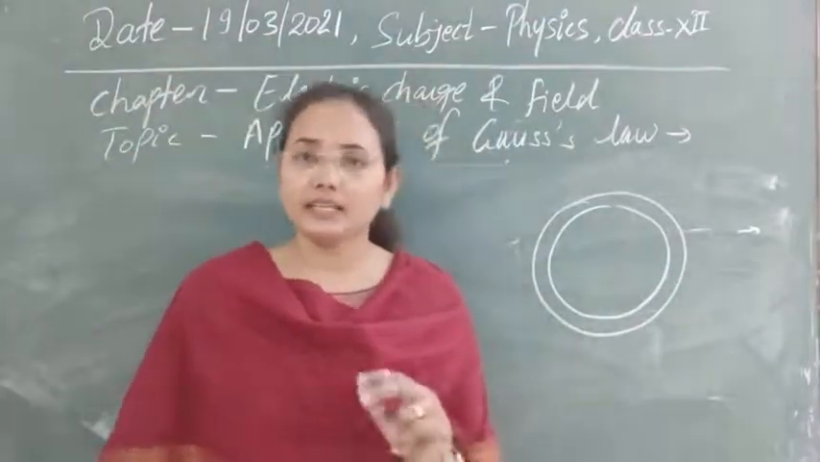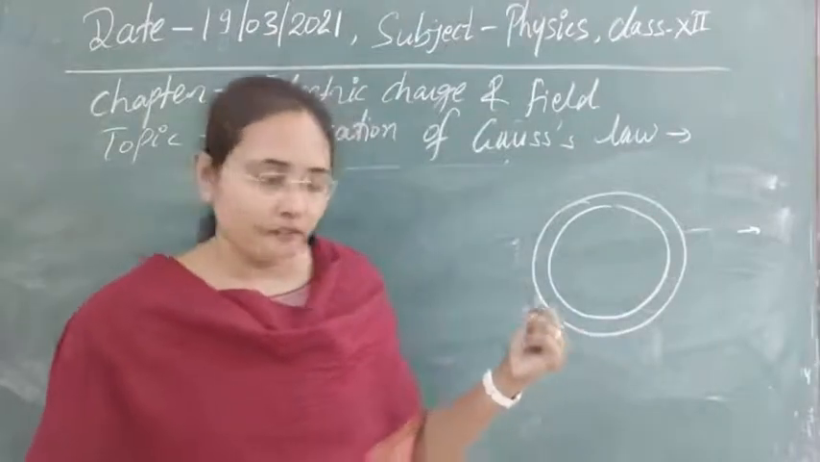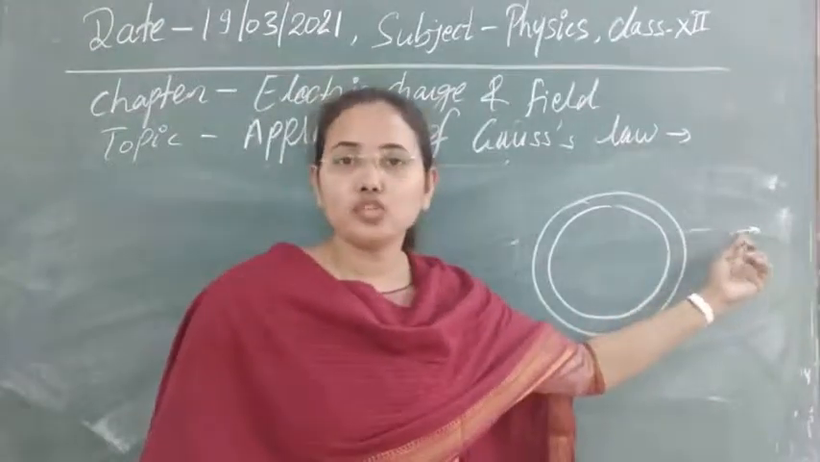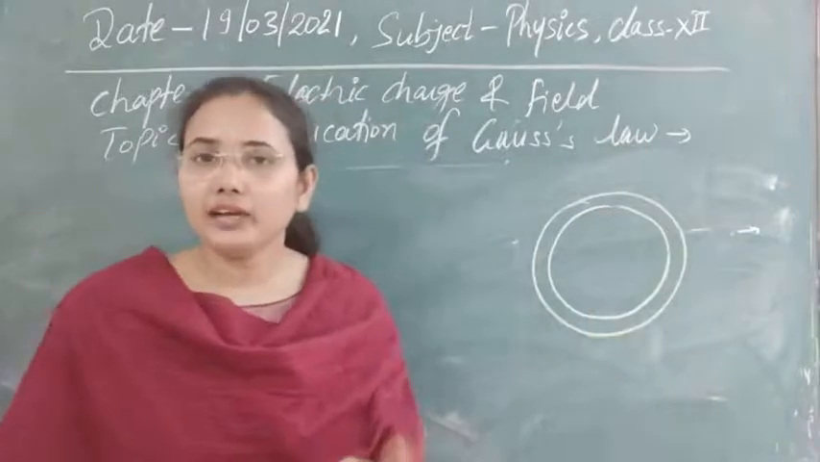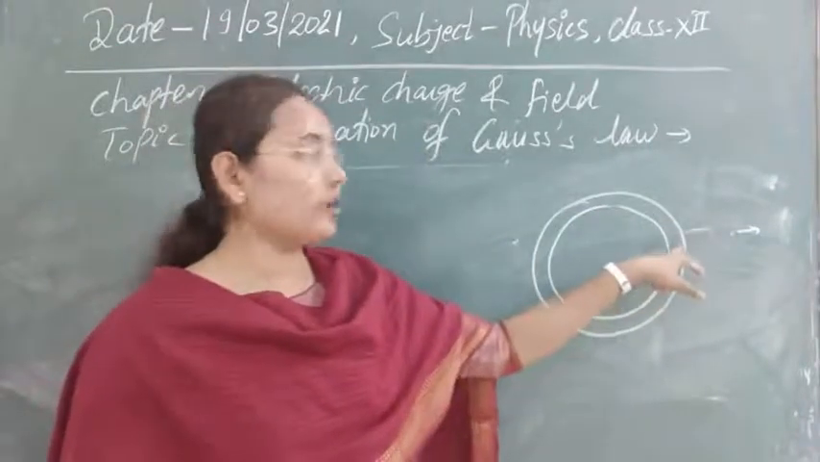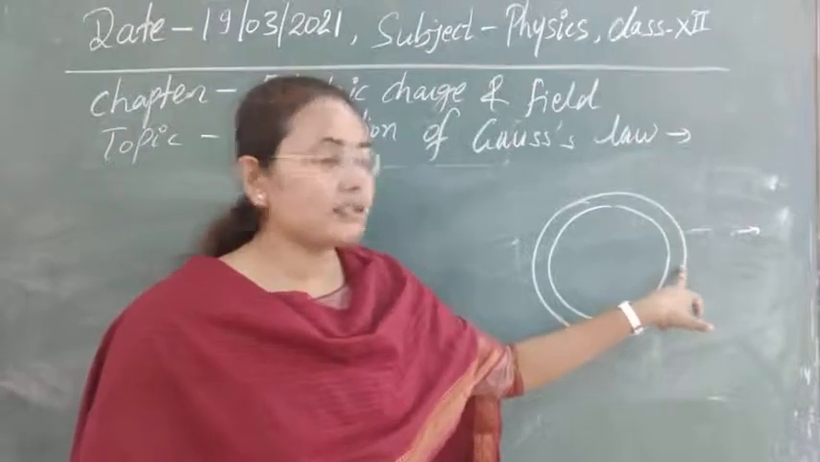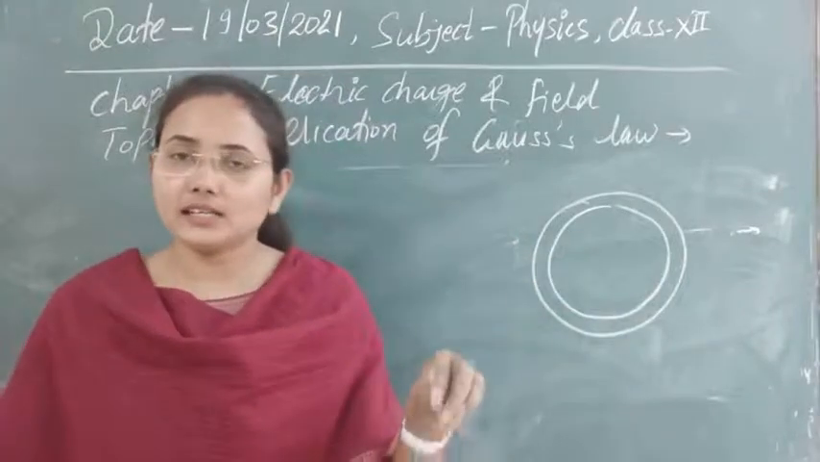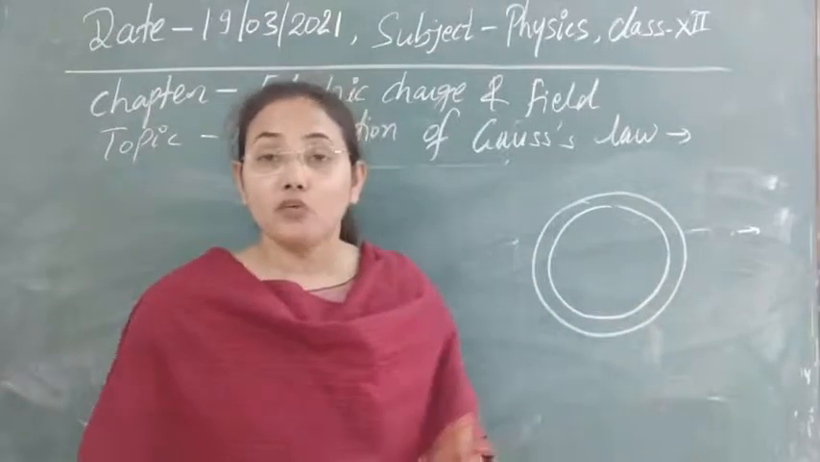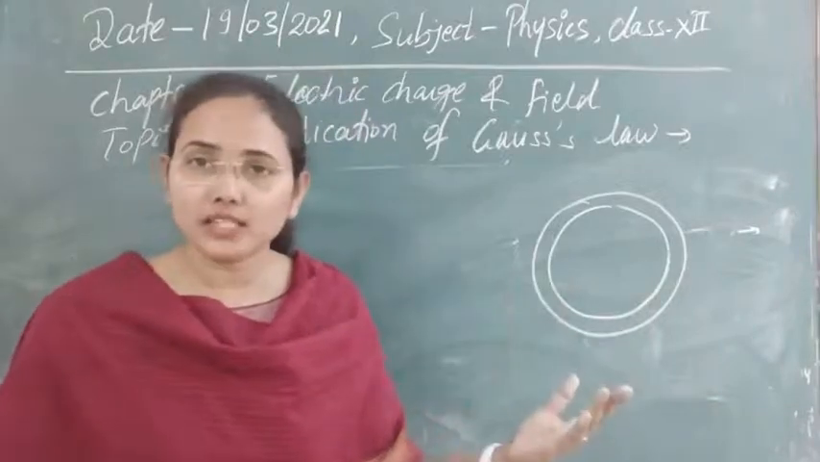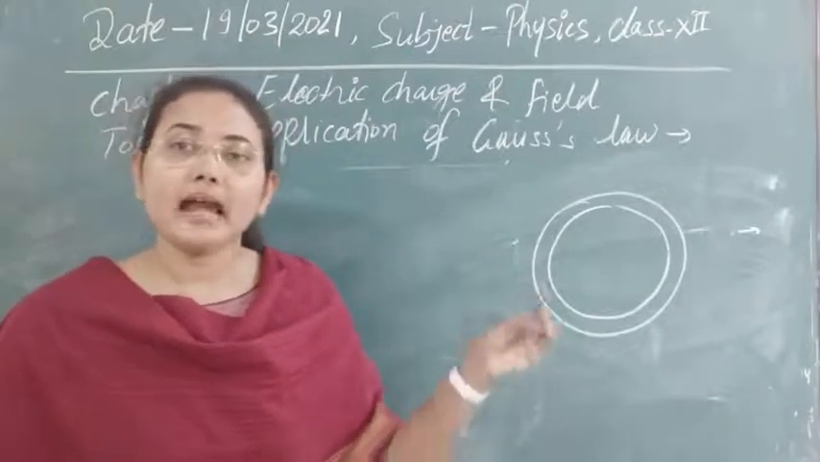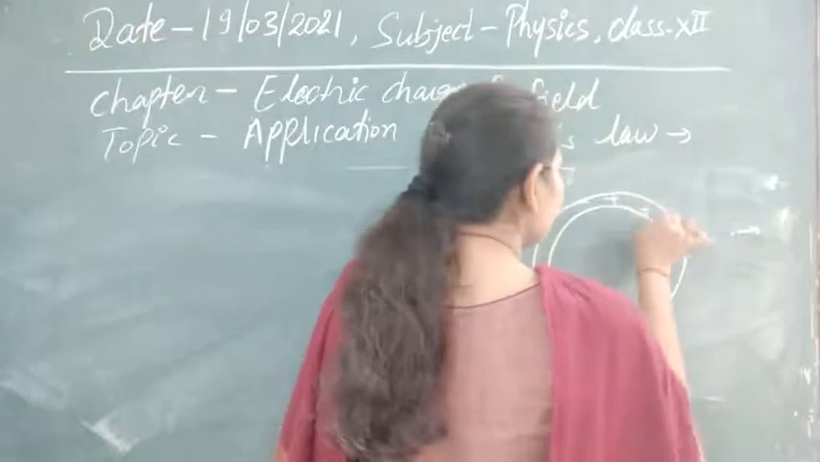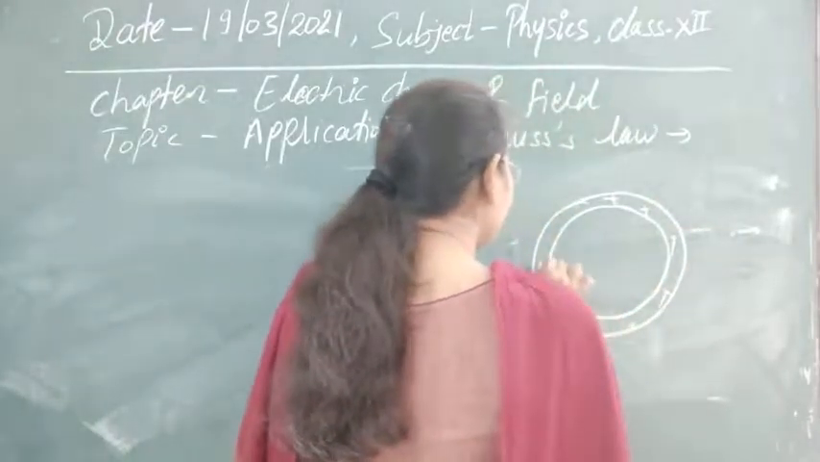Here three conditions can be applicable. First, if we are calculating electric field outside this spherical shell, at any outside point. Second, if we are calculating electric field at the surface of this spherical shell. And third, inside the spherical shell. So there are three possibilities: what will be the electric field outside the spherical shell, inside the spherical shell, and at the surface of the sphere.